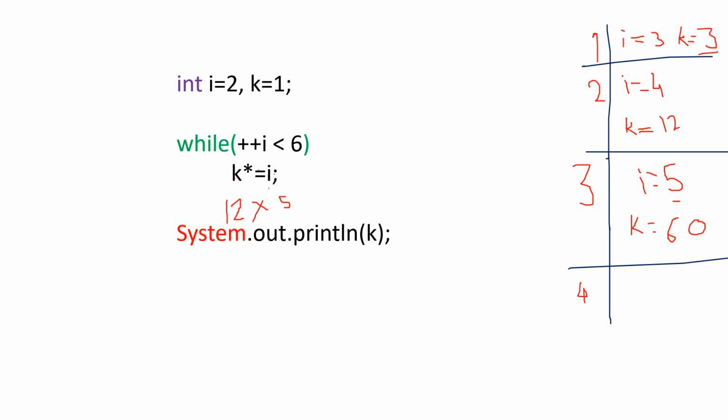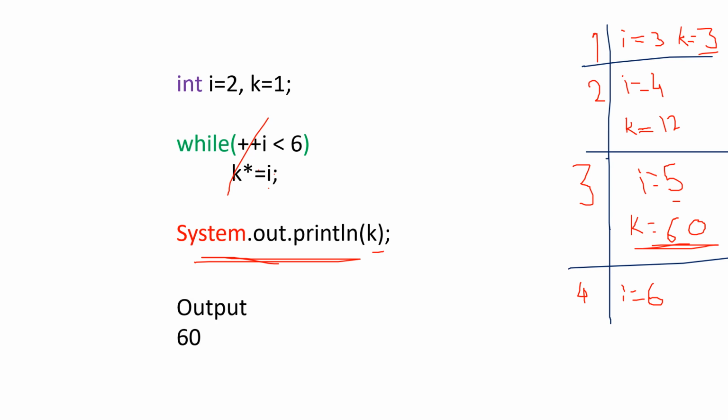So for the fourth iteration, we'll get ++I, so I's value will increment and we'll get 6. But over here, if you notice, 6 less than 6 is a false statement. So that is why this loop will now stop executing. So that's the end of this loop. And then for this System.out.println, we get k. So the k's value we have got is 60. So the output of this code is 60.